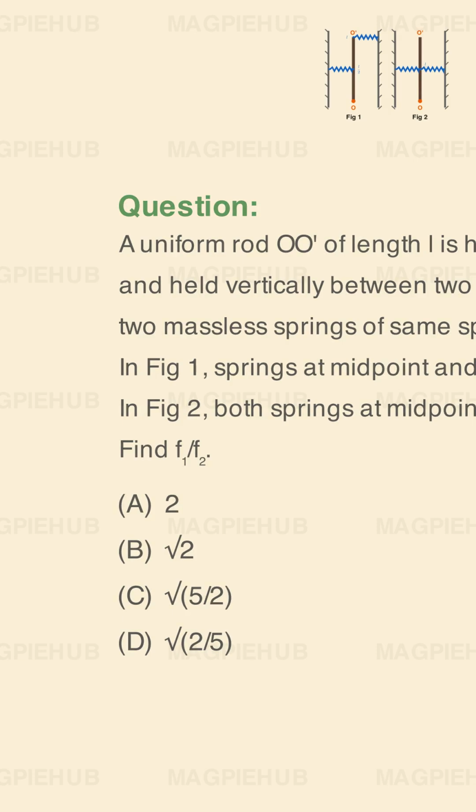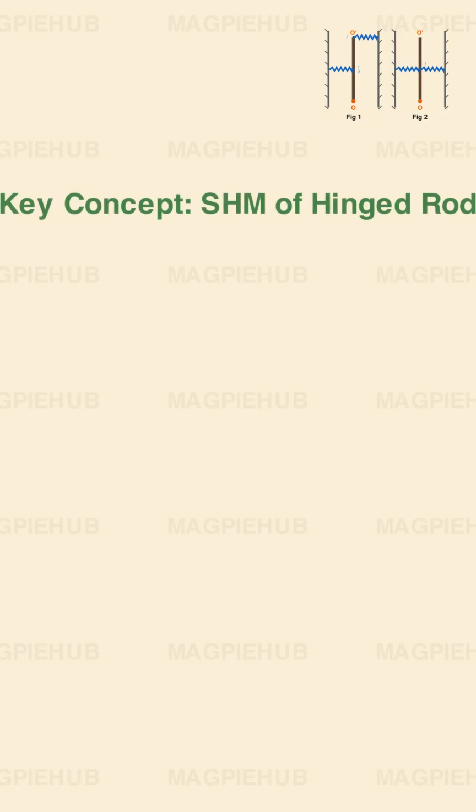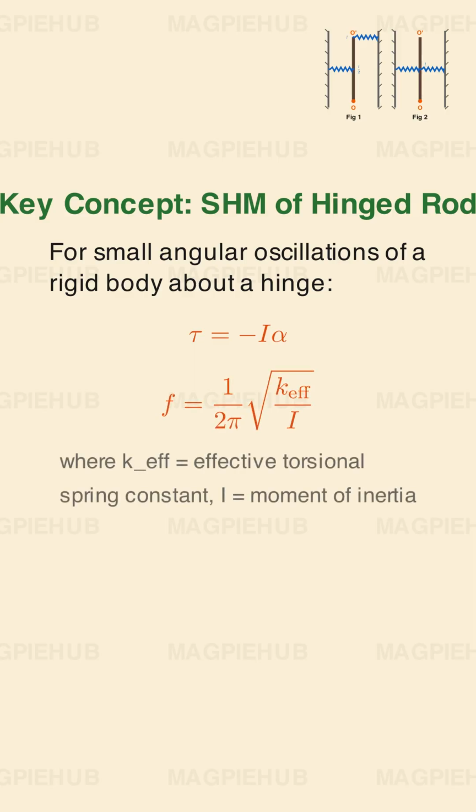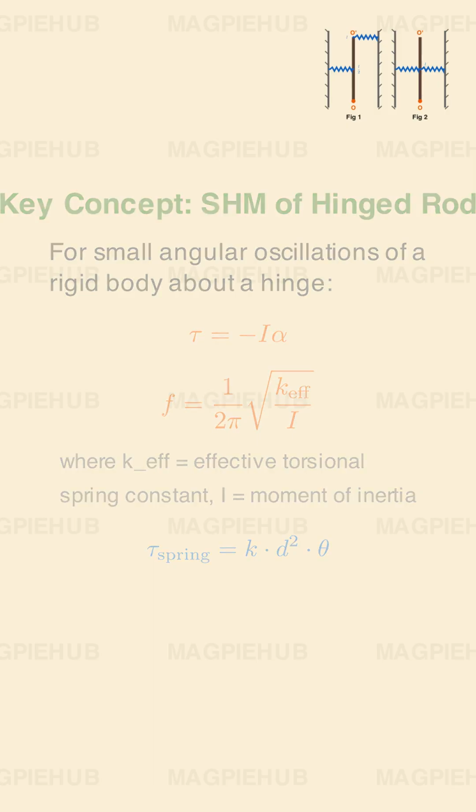Let us solve this step by step using the torque method for small oscillations. The key concept here is simple harmonic motion of a rigid body hinged at one end. When displaced by a small angle theta, the restoring torque is tau equals minus I alpha, where I is the moment of inertia. The frequency of oscillation is F equals 1 over 2 pi times root of K effective over I. The springs provide restoring torque. When the rod rotates by angle theta, a spring at distance d from the hinge exerts a torque of K times d squared times theta. Now let us compute for each configuration.